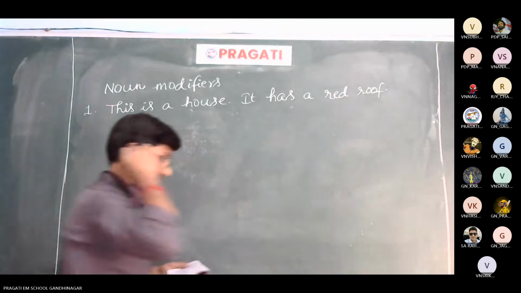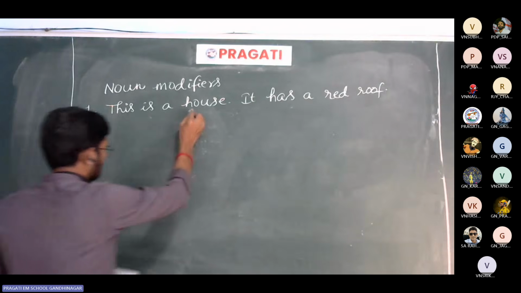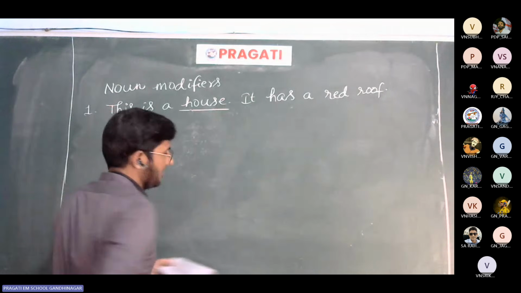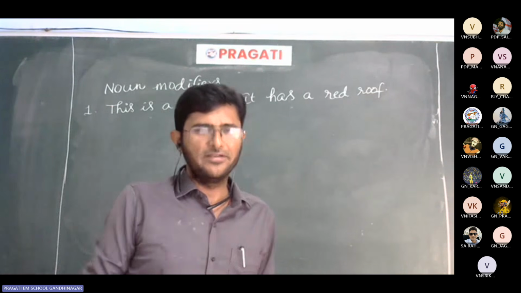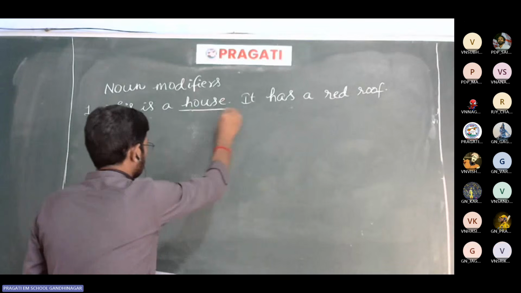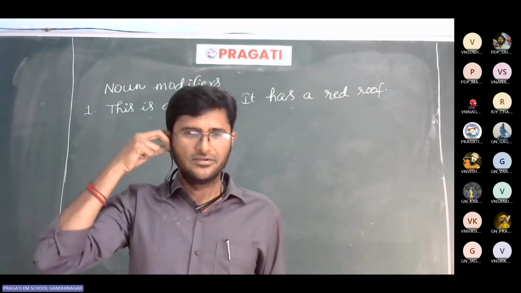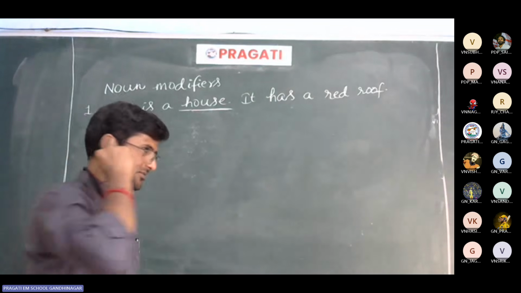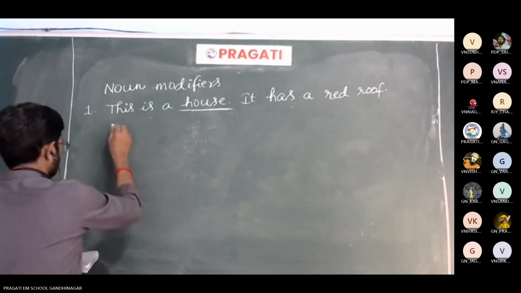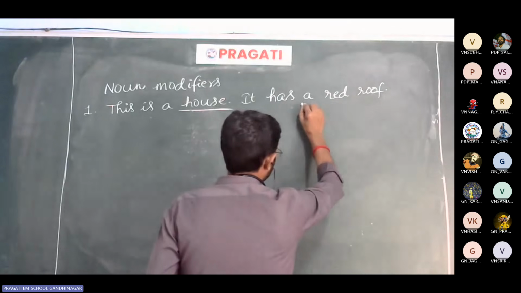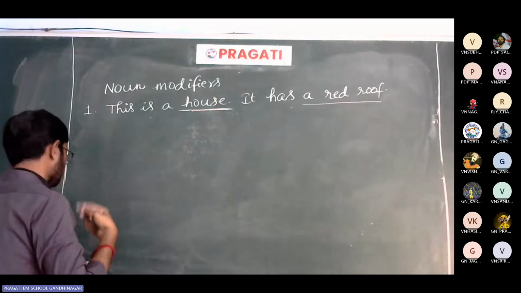Right. So question number 25 is noun modifiers. This is a house. House is a noun, and you have to join those two sentences using a noun modifier, something which modifies the noun, which is house. Right. We need to combine those two sentences into a single sentence using a noun modifier. Here the noun is house and it should be modified, right? So you have to include this red roof into this sentence and you have to write a single sentence.